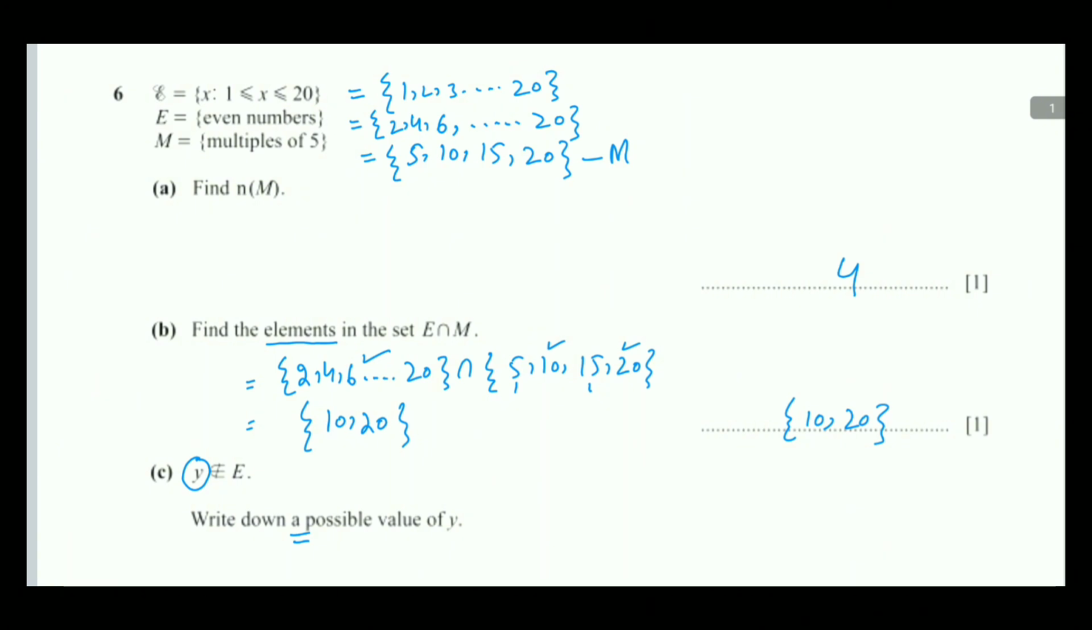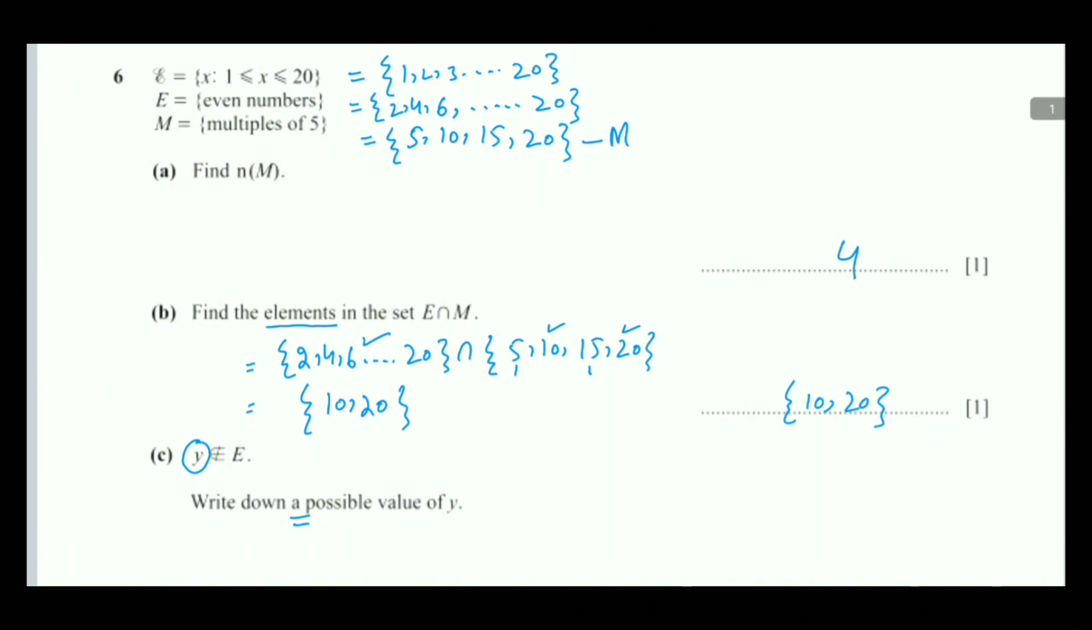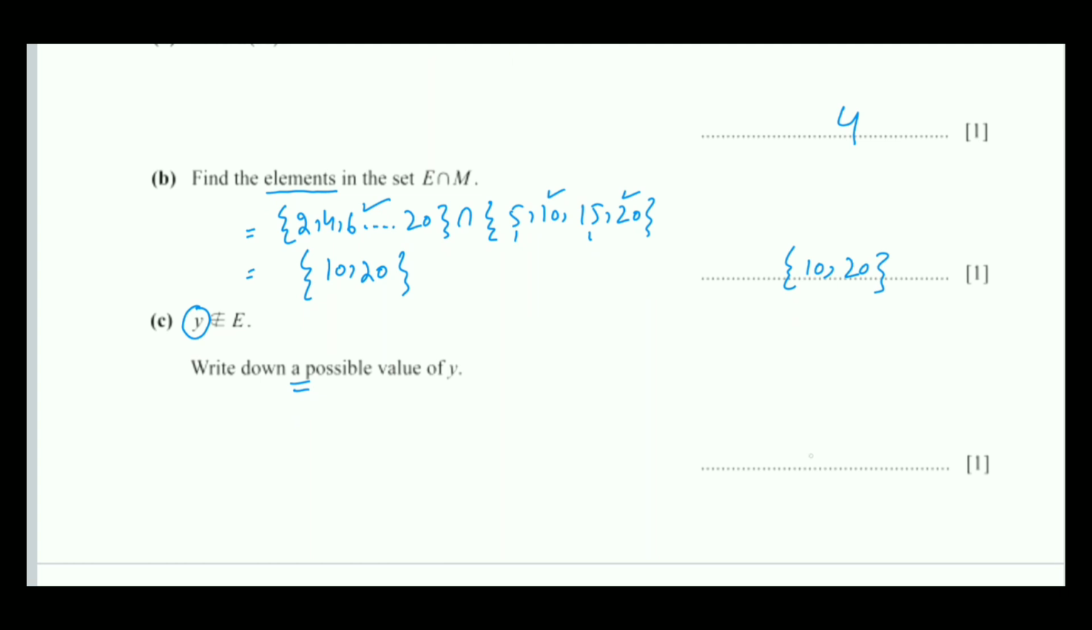So look at this E. There are many numbers that are not elements of this set: 1, 3, 5, 7, 9. All the odd numbers are not elements of this set. It means you can write any such number. You can write 1, you can write 3, you can write 5. It's up to you. You are supposed to write just one element.